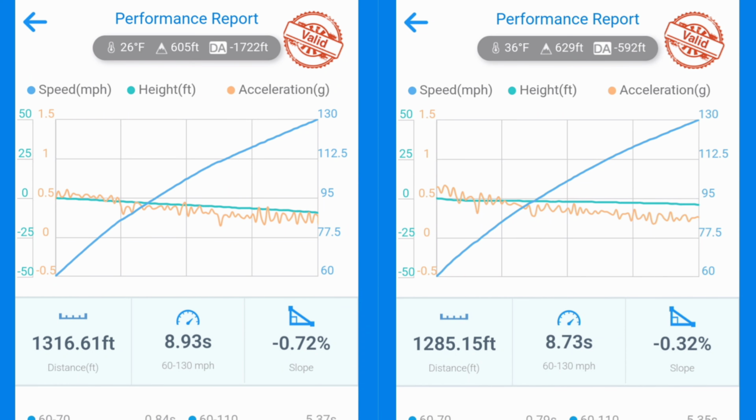So after hearing all that, your first thought is probably, okay, I just need to find the lowest DA possible, negative if it's available, get a nice downward slope that isn't more than negative 1%, and I'll be able to get the fastest times possible. But if you look at my Dragy times, these are two times I got with the exact same setup, and you can see even though the temperature was colder, the slope was greater, the DA was lower, I still ran a slightly higher time. And I'm just showing this to illustrate that there are a lot of other things that can have an effect on your Dragy time as well.